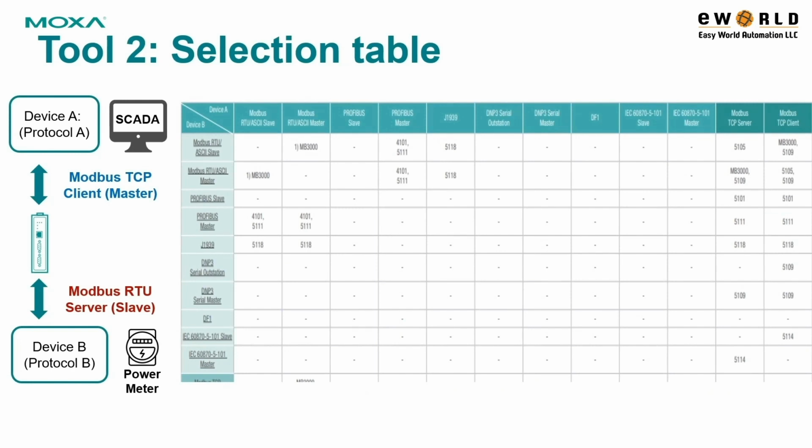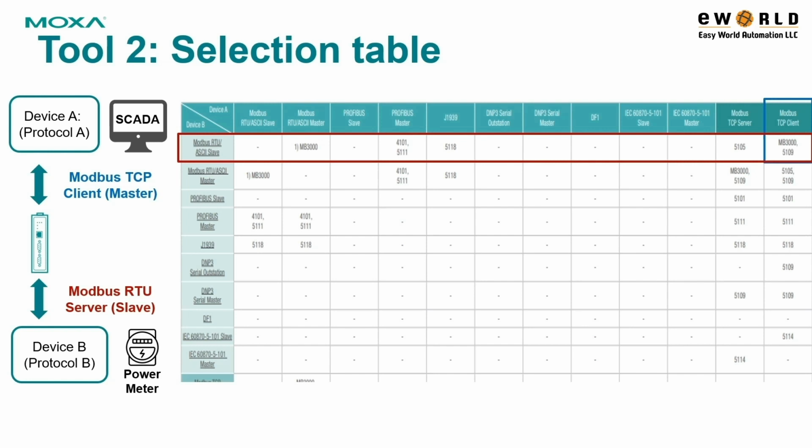When using the offline MGate selection table for the same scenario, find the Modbus TCP client in the column of device A and the Modbus RTU server in the column of device B. Finally, the intersection shows the suitable MGate models.